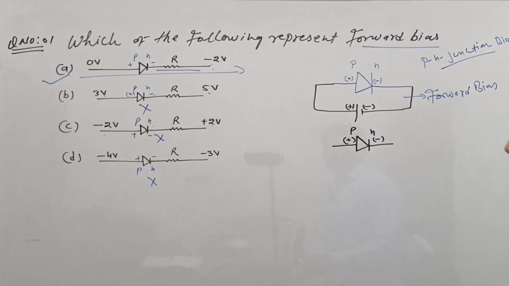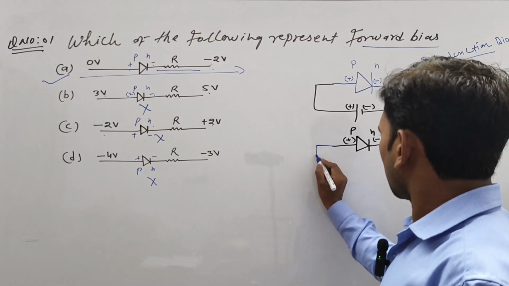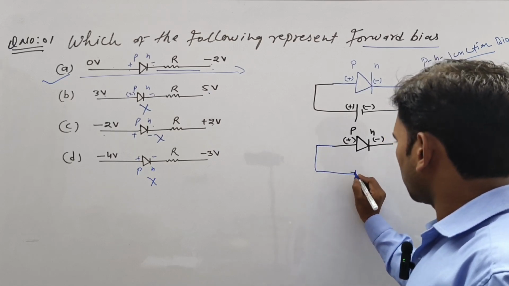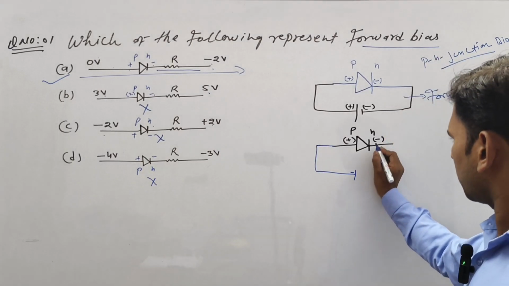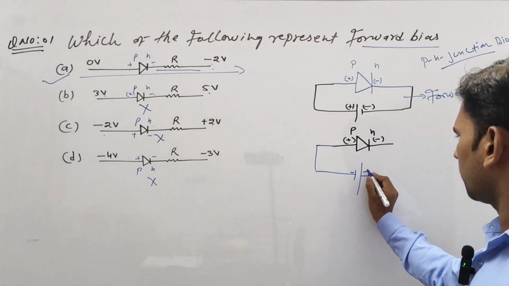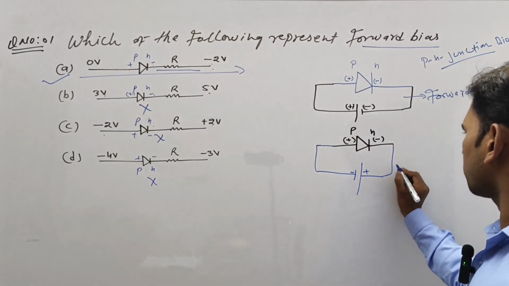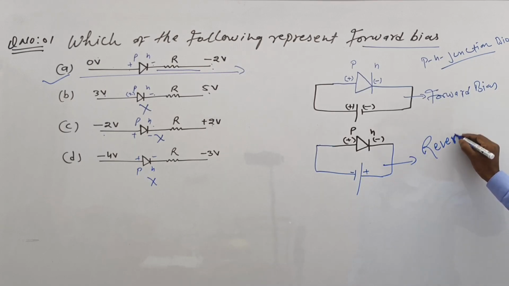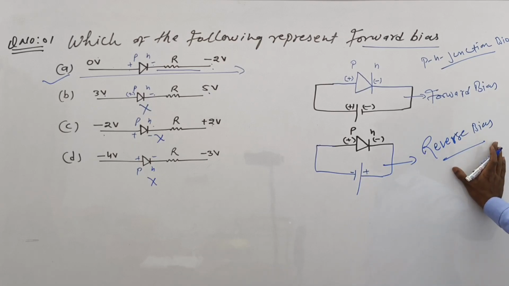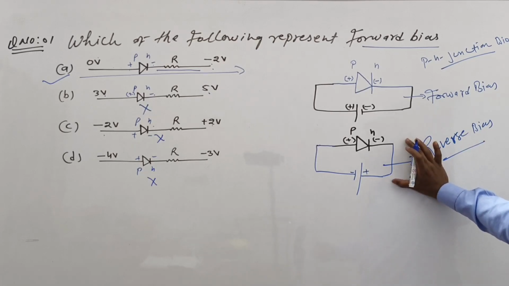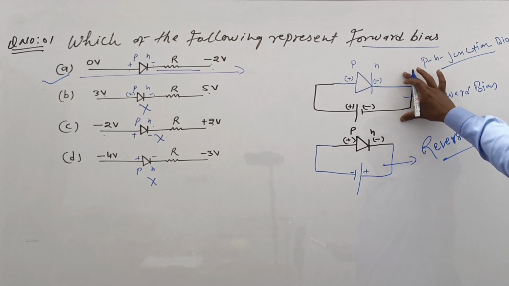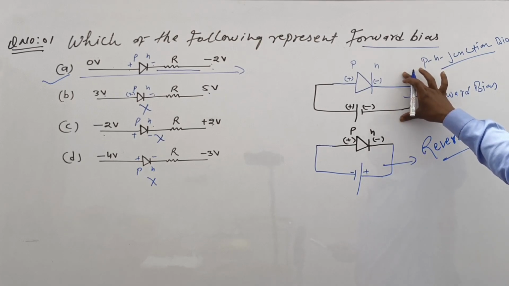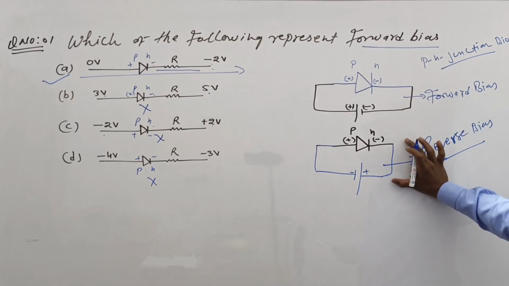If this positive terminal is connected with the negative and this negative terminal is connected with the positive, this type of configuration is called reverse bias. So if they ask for forward bias, you match this type of configuration. If they ask for reverse bias, you match this concept.